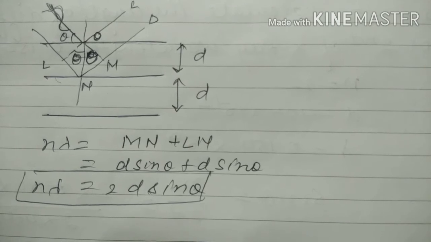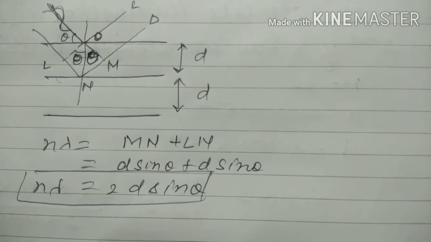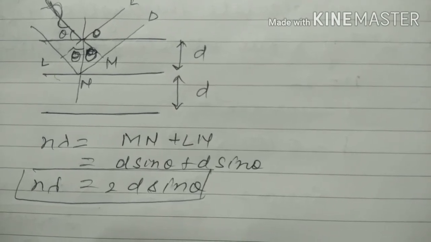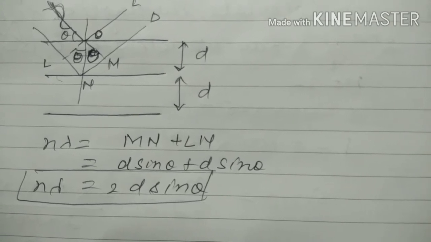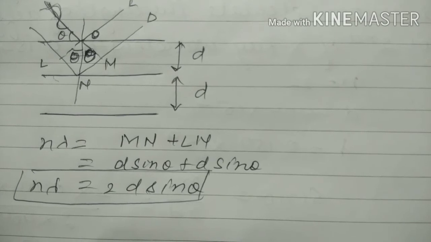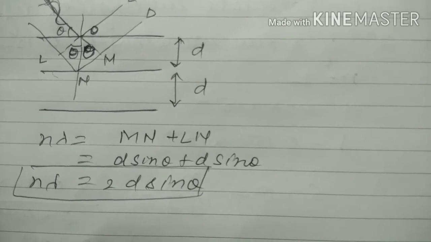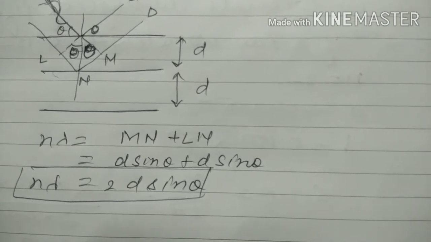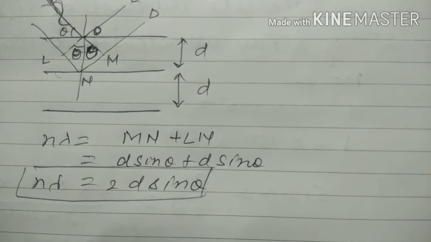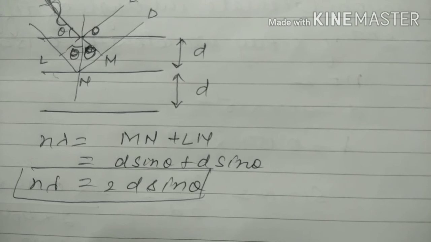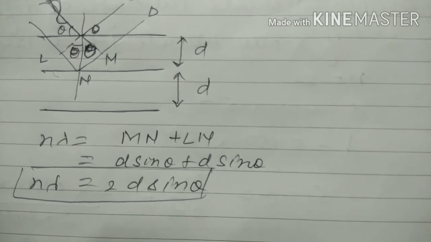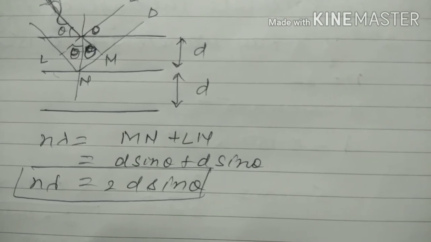Similarly, MN is the same: the perpendicular is MN and the hypotenuse is d, so this is also d sinθ. So nλ is equal to 2d sinθ. In this way we arrive at the formula of Bragg's equation. After that, we come to the numericals of this topic.